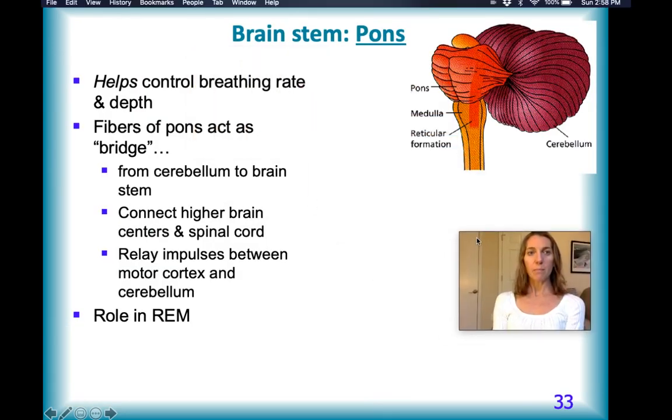So next up, the pons. Pons is referring to bridge. So fibers of the pons act as a bridge both from the cerebellum to the brainstem, as well as we also see connections, as I indicate here, from higher brain centers, from the cortex to the spinal cord. So lots of white matter projections.